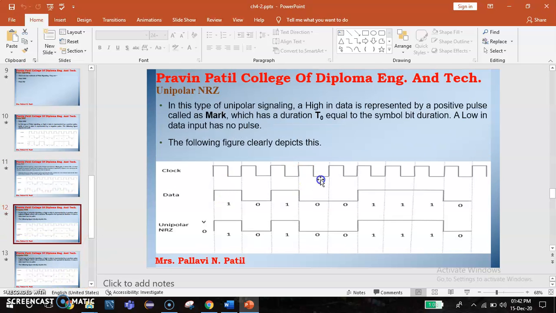The next is unipolar NRZ. In this type of unipolar signal, high data is represented by a positive pulse, called a mark, which has duration T0, and T0 equals the symbol duration. A low level of data is no pulse.